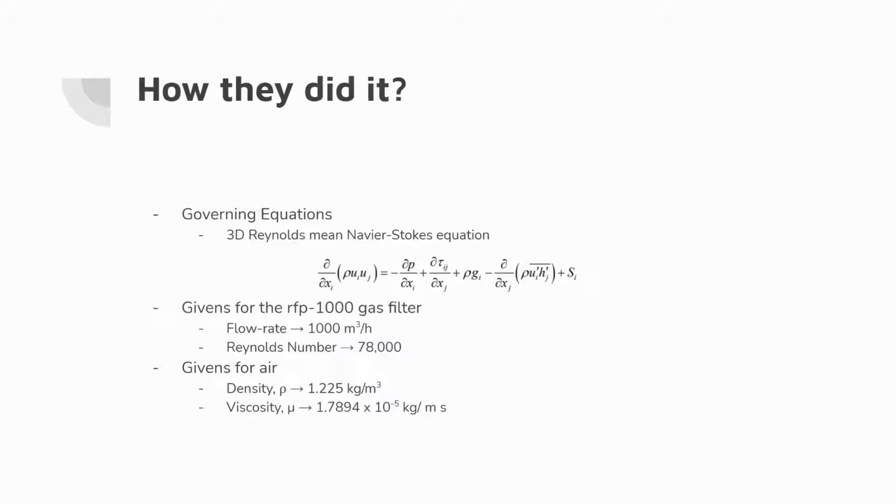So how they did it. They governed equations using the 3D Reynolds-averaged Navier-Stokes equation shown. Since an RFP 1000 gas filter is used, the flow rate of 1000 meters cubed per hour and the Reynolds number of 78,000 were used. And since air is the gas in study, the density and viscosity values are shown.